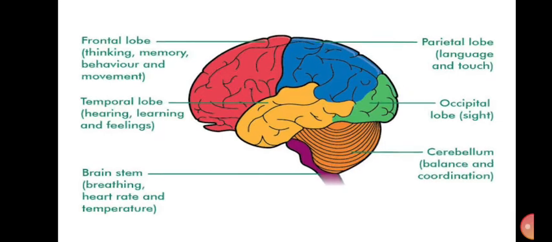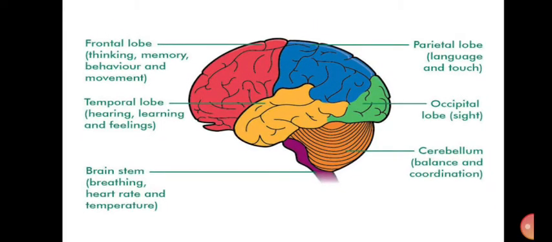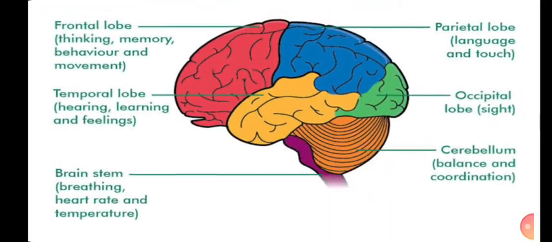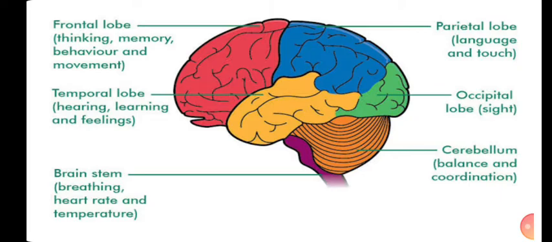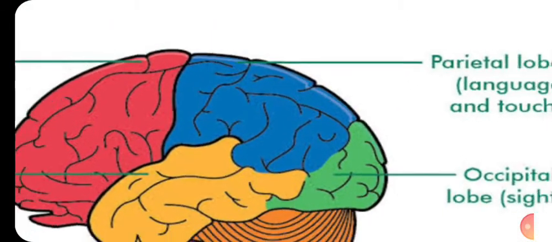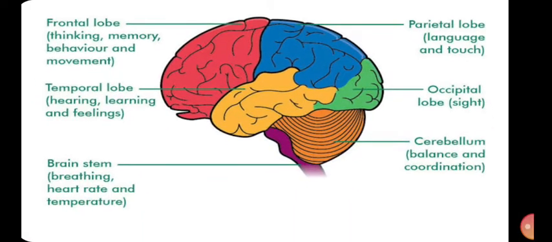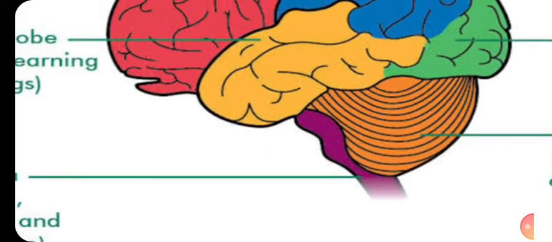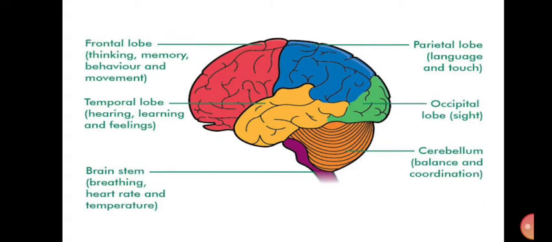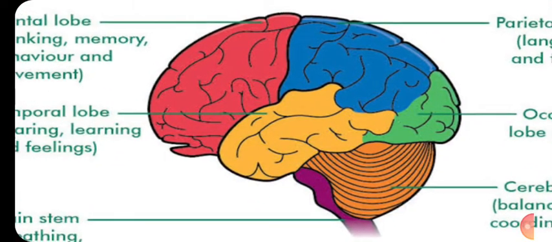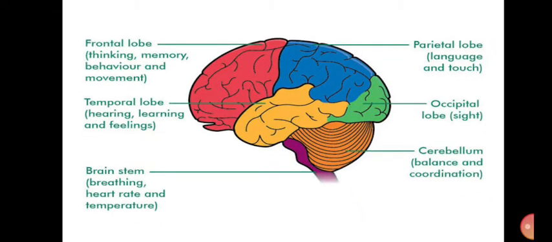The frontal lobe is mainly for thinking, memory, or behavior movements. That is the red part. The yellow part, the temporal lobe, is for hearing, learning, and feelings. The occipital lobe is for sight. The parietal lobe is for language and touch. The cerebellum is for balance and coordination, whereas the brainstem, that is the purple part, is for breathing, heart rate, and temperature control. But I would like to add here that frontal lobe also contains the function of language as well as the temporal lobe.